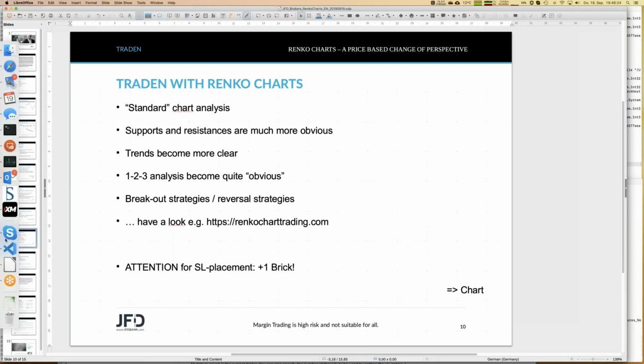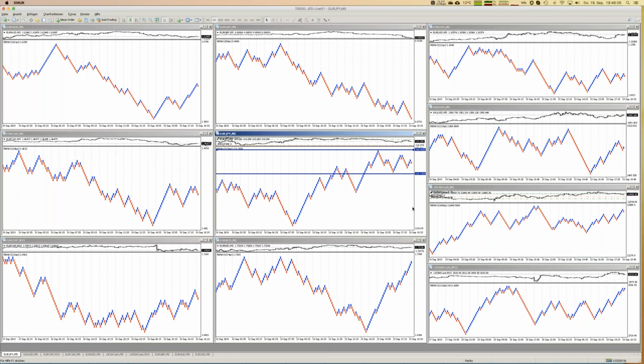I will go back to my chart, and you see, I would not place a stop loss directly here at that level, because at least in the past, there might have been already prices a little bit below, but not below enough to create a new red brick there. So I would place the stop loss level always +1 brick. And that would be here.